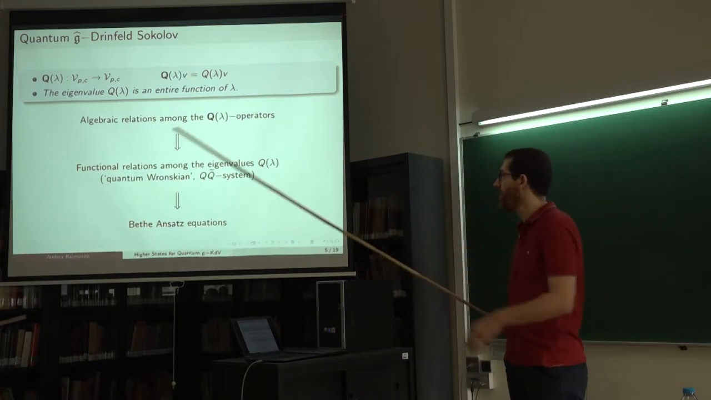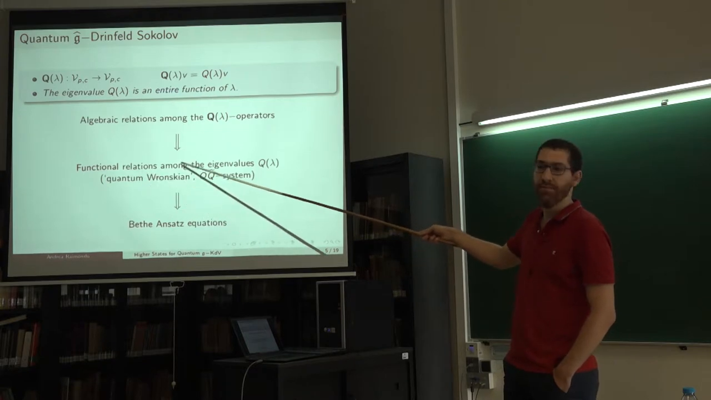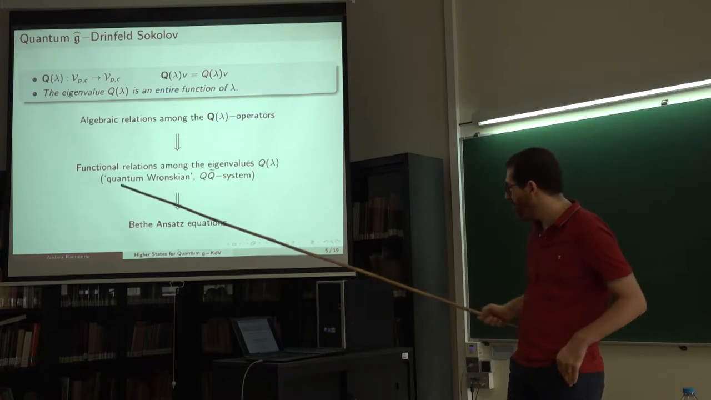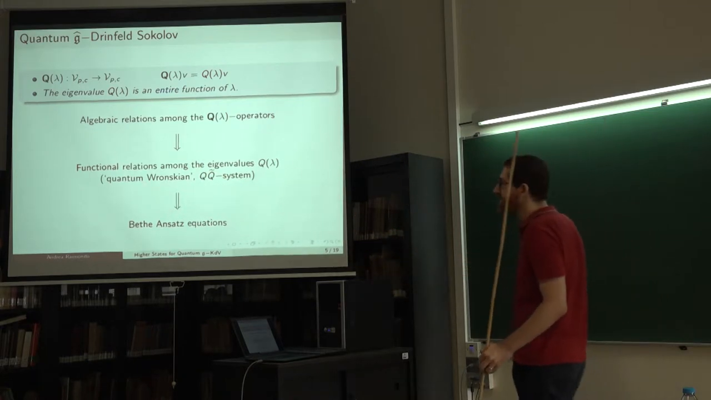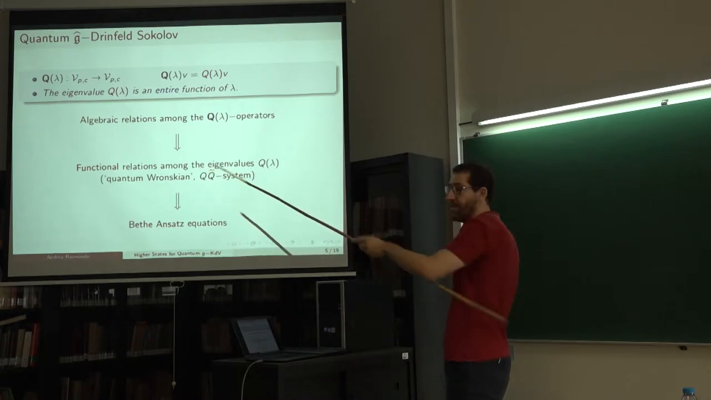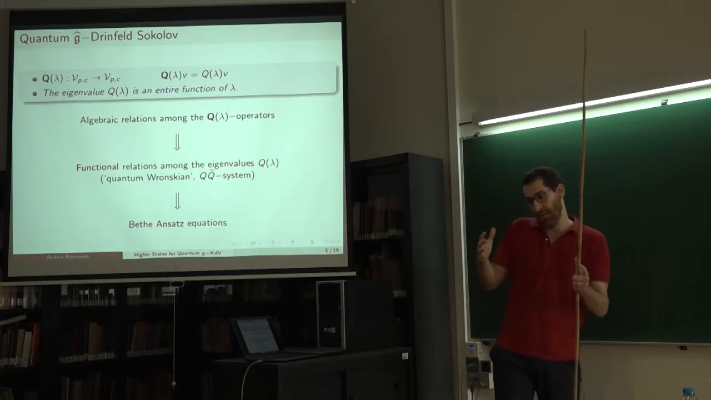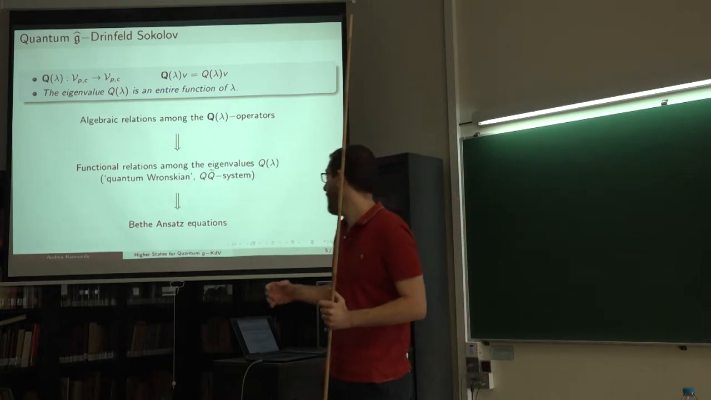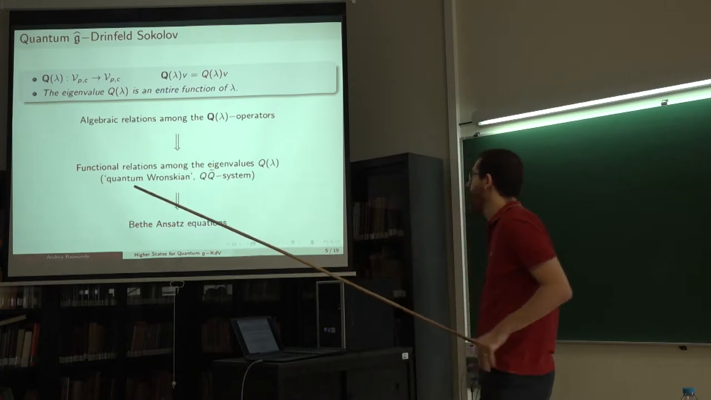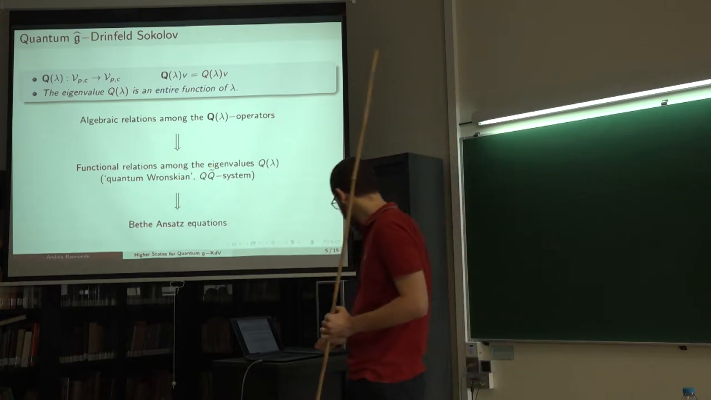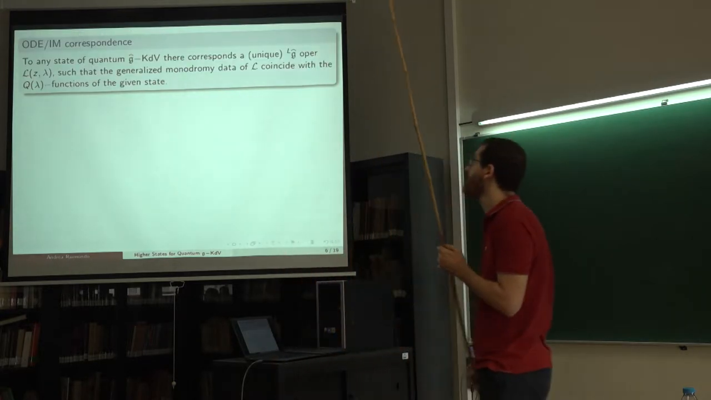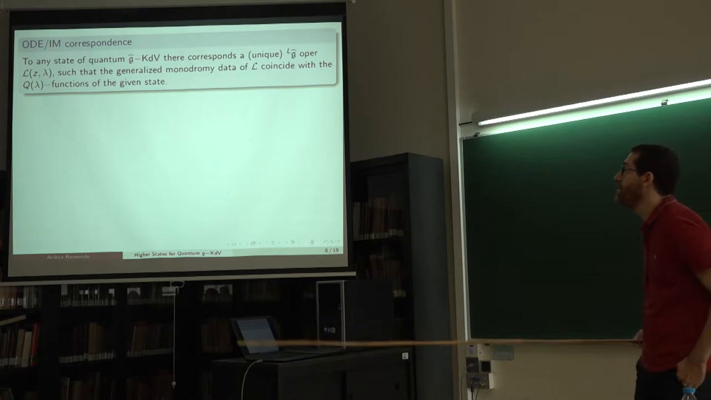In particular, I have not shown the equations, because the point of the ODE/IM correspondence is that you can find the Bethe Ansatz, but also these relations, by considering certain Opers. And so I will show them from the Oper side. This is the story. So, more precisely, what is the ODE/IM correspondence, at least for these models?